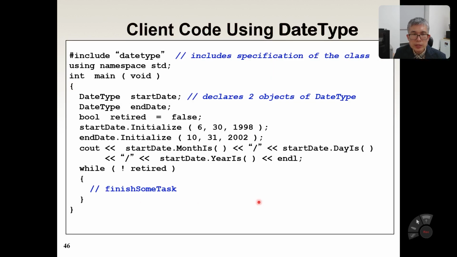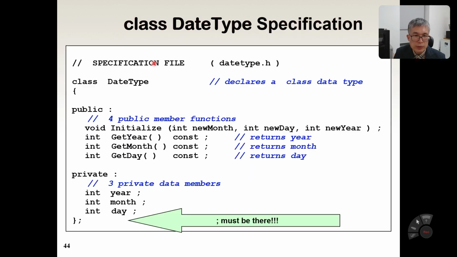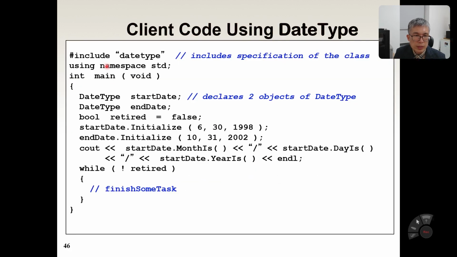Okay, this is client code using the data type. The main function includes the data type. We declare this data type, and then namespace std is the standard library. So, using namespace. Namespace we will discuss later. So the function name is specified.